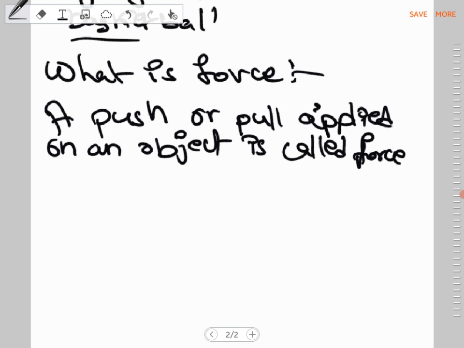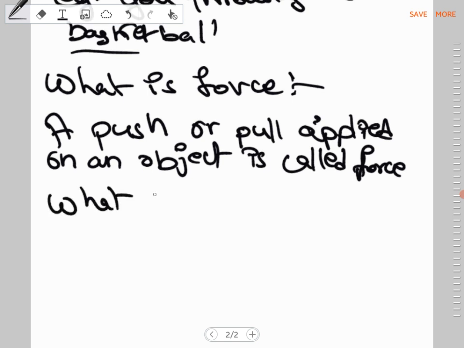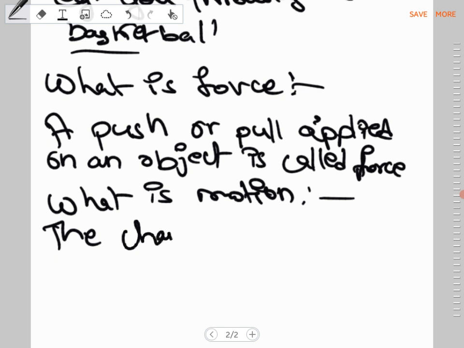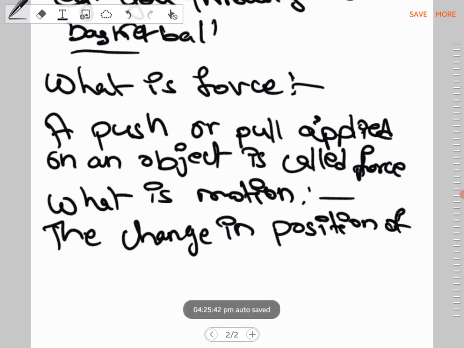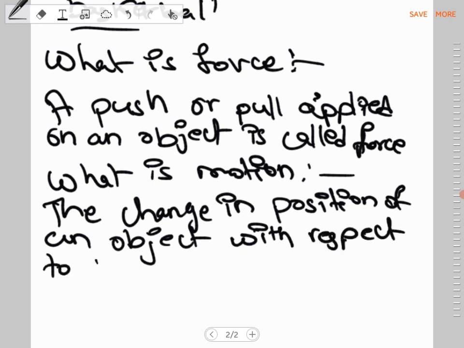Now moving on, let's see what is motion. The change in position of an object with respect to time is called motion.